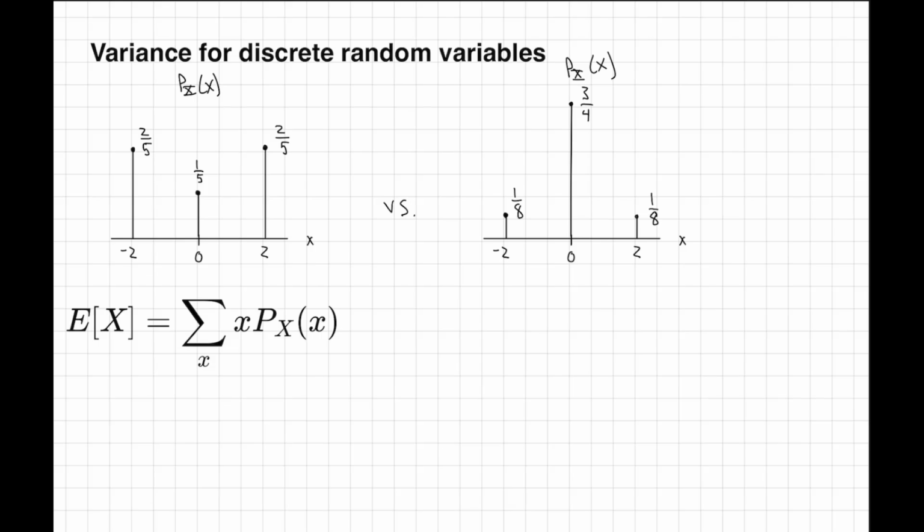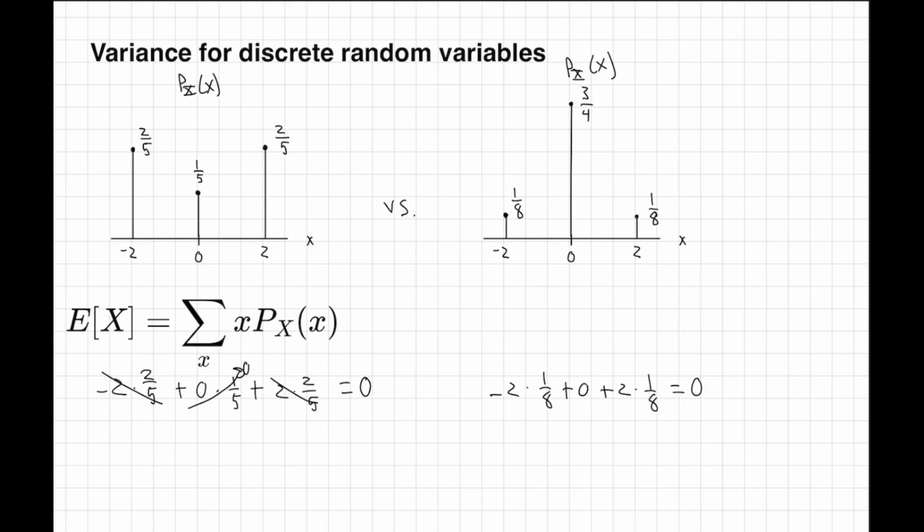So let's go ahead and do that. For the left, we have -2 for our x value multiplied by 2/5 plus 0 times 1/5 plus 2 times 2/5. This goes to 0, and these two terms cancel, and we get our expected value for this function to be 0. Doing the same procedure at the right, we see that -2 times 1/8 plus 0 plus 2 times 1/8 is equal to 0.